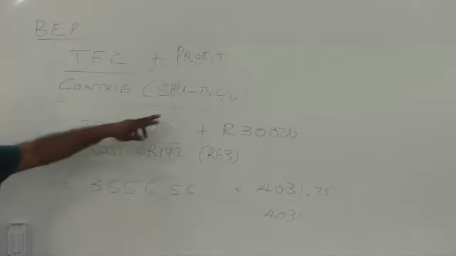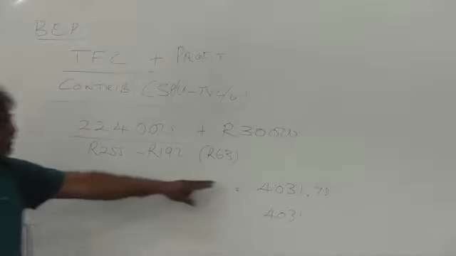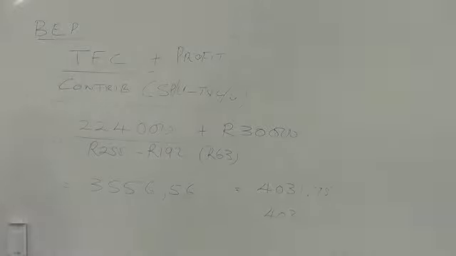Whereas if you want to make a profit of 30,000, all you do is just add 30,000 into it and say 4,031. Now that answers the first question I posed, where I'm asking, if the company wants to make a profit of 30,000 rands, how many units do we need to produce?